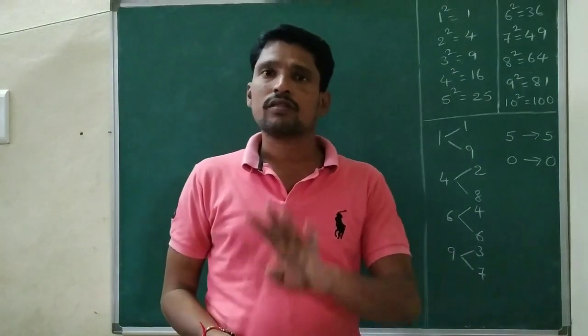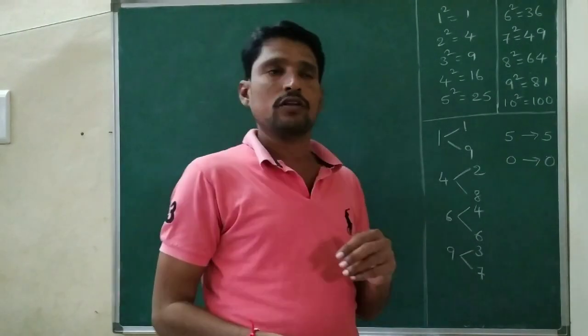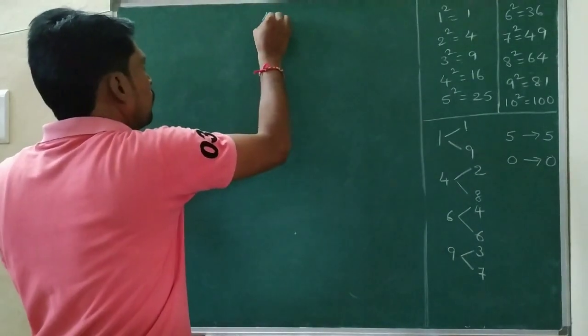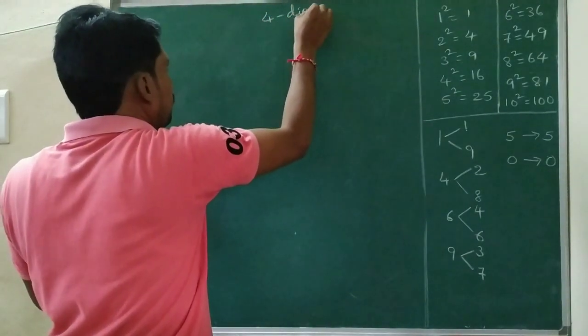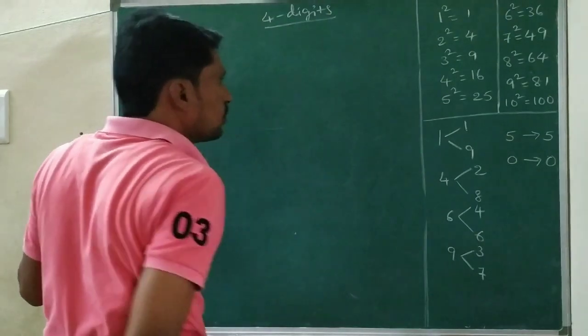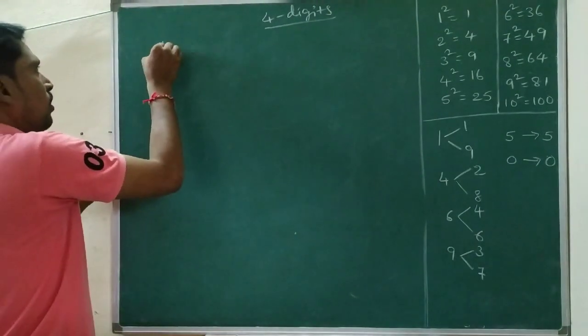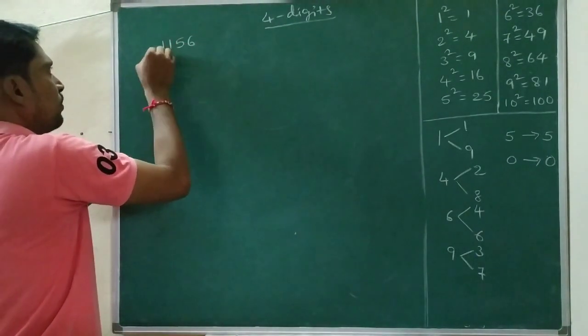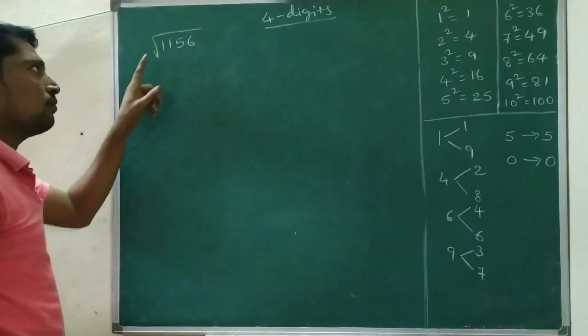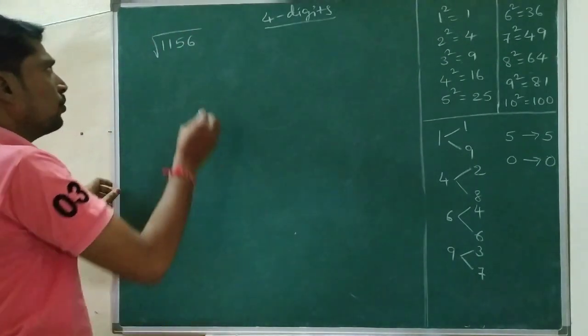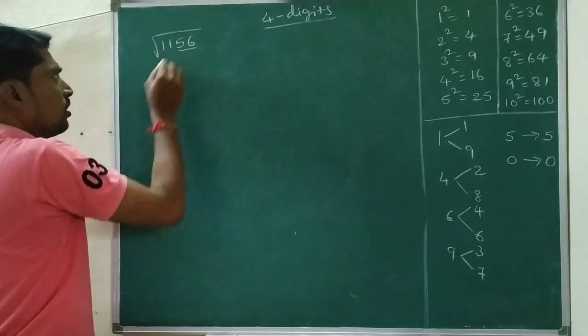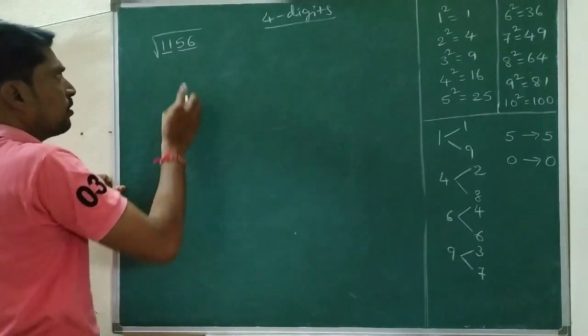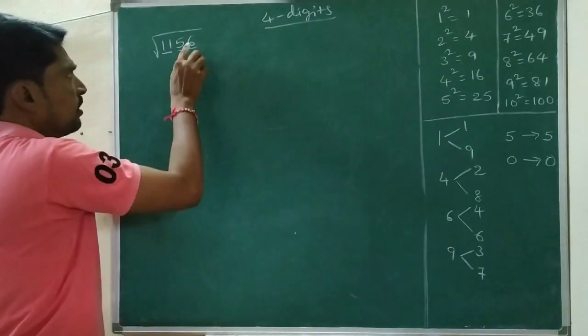Now we will discuss the square root of 4-digit numbers. The first number is 1156. Find the square root of 1156. You can divide it into two digits and two digits. Here the unit digit is 6.